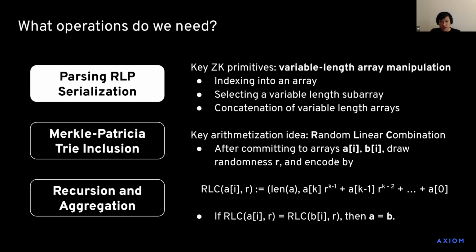Namely, if we have two arrays, a_i and b_i, then we can check if they're equal in O(n) time by comparing this function we call their random linear combination. Namely, we take the entries of a_i and view them as the coefficients of a polynomial, which is evaluated at a random value r. So in this case, if the RLC of two arrays is equal, then we know up to cryptographically high probability that the arrays are actually equal as arrays.